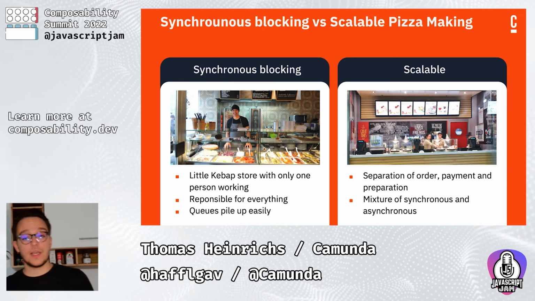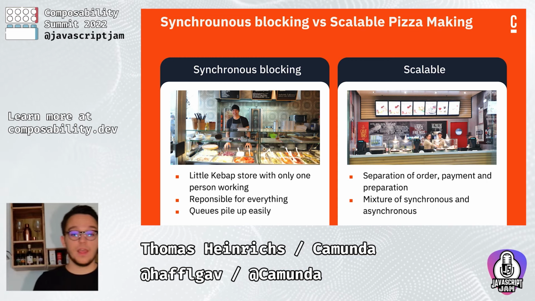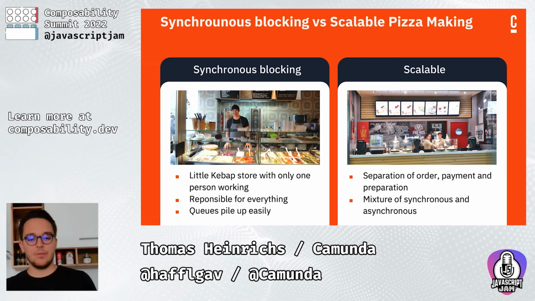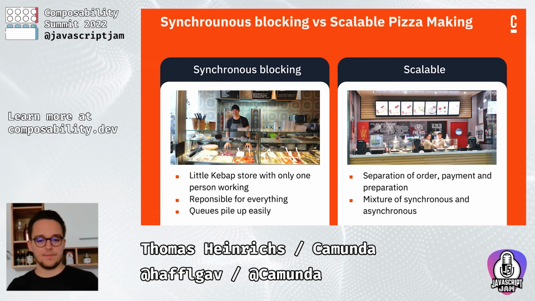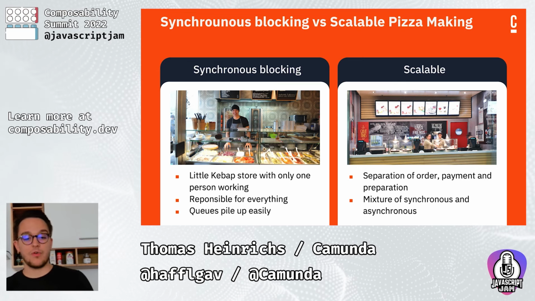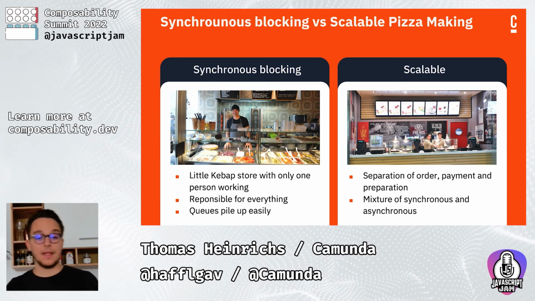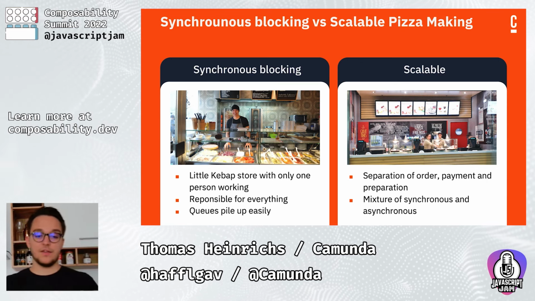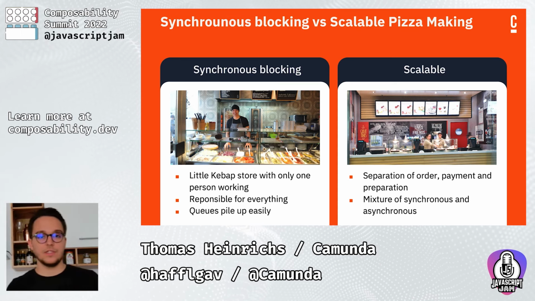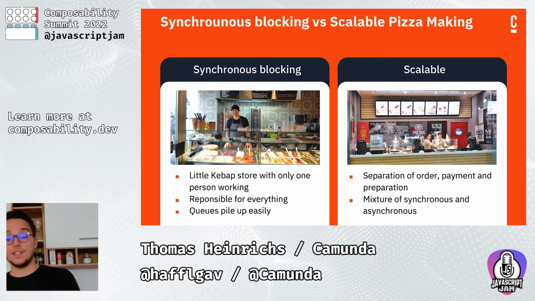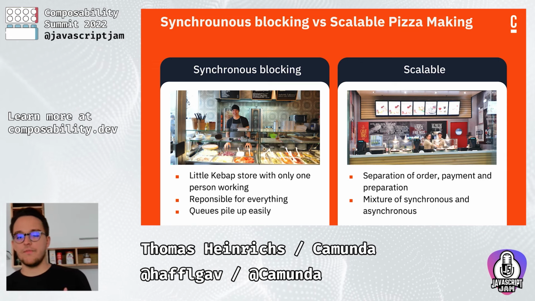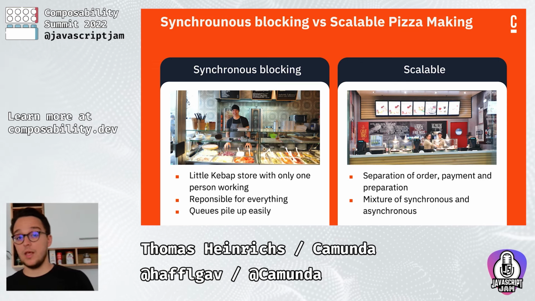When we, in contrast, take a look at, for instance, Pizza Hut, they have established a way more efficient and scalable way of making pizza. They have separated the order, payment, and preparation. And through these separations, they apply communication patterns of either synchronous or asynchronous nature. So as you can see here, in order to make things really scalable, sometimes a mixture of both communication patterns might be pretty beneficial.